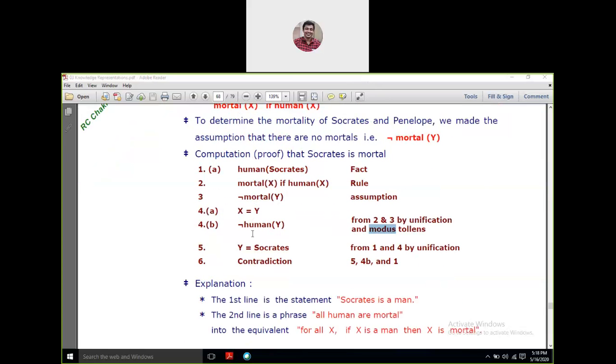So now I can say that Y is equivalent to Socrates, and from 1 and 4 unification, we can say the contradiction is that by using 5, 4b and 1: Y is Socrates, 4b, Y is not a human, and 1, I can say that there is a contradiction, right? What is the contradiction? The contradiction that comes up is either Socrates is not human, or if he is human, then he cannot be mortal. But since Socrates is Y, and Y is not mortal, there is a kind of confusion about what Socrates is all about.